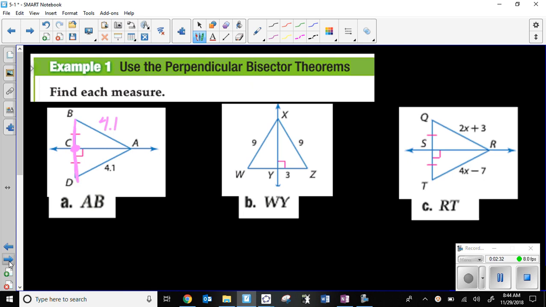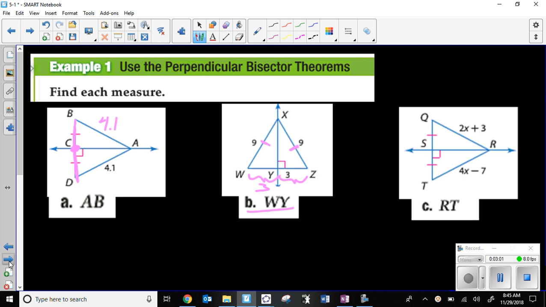Again, you need to determine whether XY is a perpendicular bisector. I know it's crossing at a right angle, and it also has to be a perpendicular bisector because this is congruent to this one. Therefore, if I want to find WY, which is this one right down here, it should be the same as this value here. In other words, this value is 3.